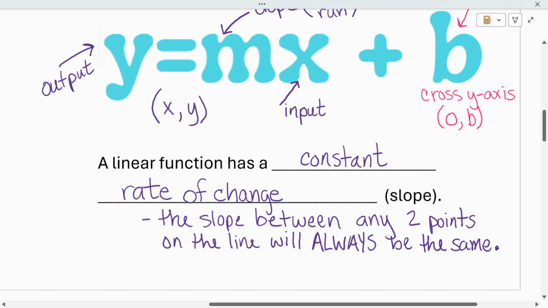So the slope between any 2 points. You could pick 2 points and your neighbor could pick 2 different points. Your slope should be the same, okay? That's what constant means. Constant means that it's the same everywhere.